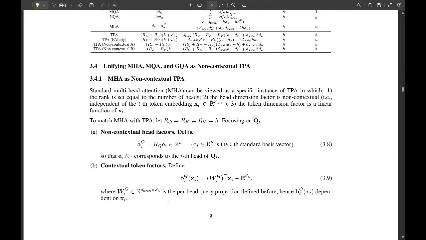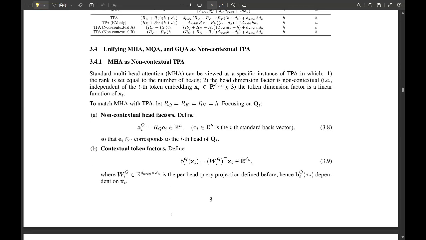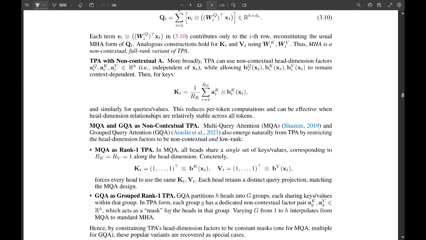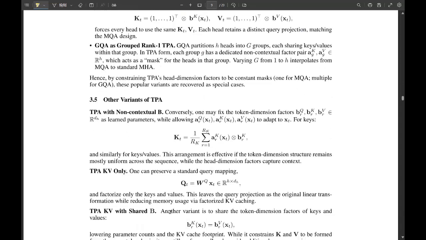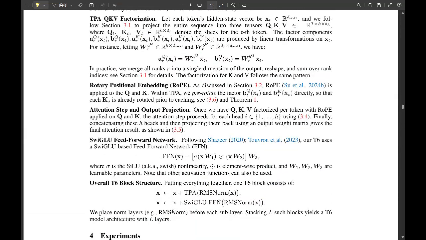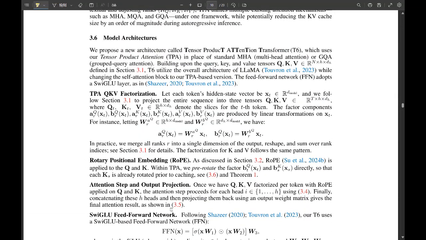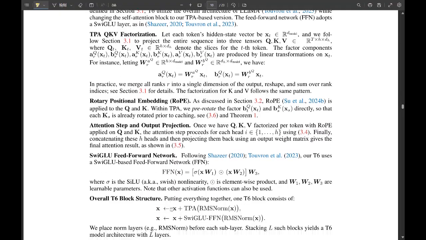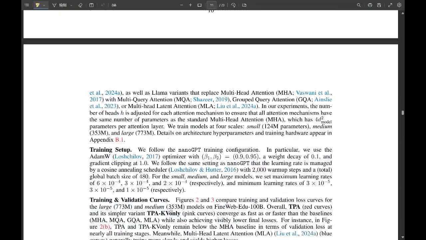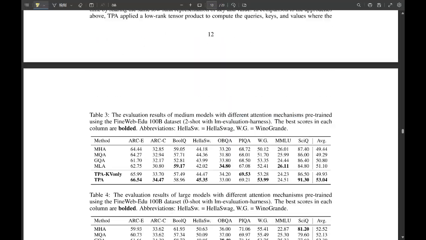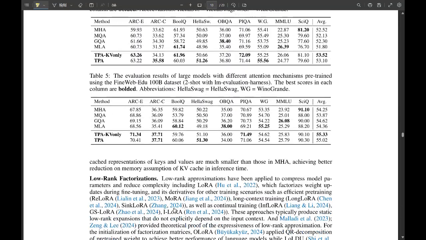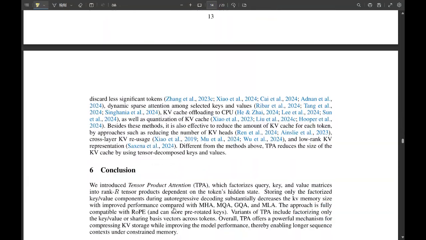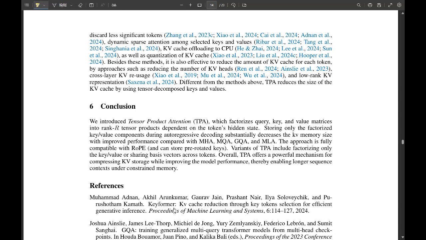Perplexity basically measures how well a language model predicts the next word in a sequence. So lower perplexity means better predictive ability. So like a test of how well the LLM understands the patterns and relationships between words? Yeah, you got it. Lower score means it kind of gets it. That's a good way to put it. And across the board, TPA, both the full version and its memory-saving variant, TPA KV-only, achieved perplexity scores that were either on par with or better than those baseline models.